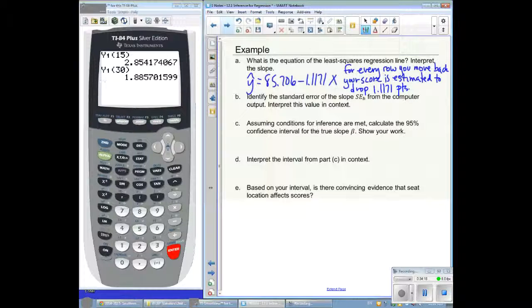Remember when you're interpreting the slope, it says x increases by 1, the y value is either increasing or decreasing by the value of the slope. And then you want to make sure that you're actually using the correct variables in the problem and making sure you're using the context. So in part B, it says to identify the standard error of the slope. Which of those standard errors represents that of the slope? The second one. So 0.9472.